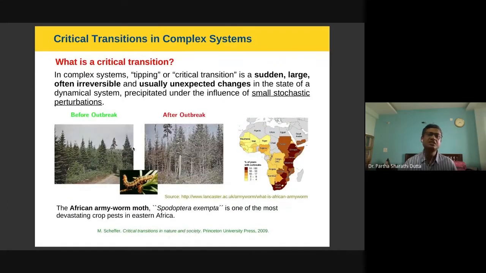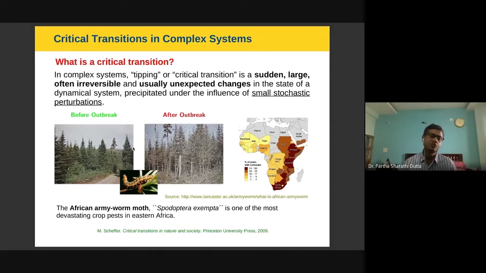More generally, what is a critical transition? In complex systems, tipping or critical transition is a sudden, large, often irreversible, and usually unexpected change in the state of a dynamical system precipitated under the influence of small stochastic perturbations. When you have a dynamical system and you give it a small stochastic perturbation, and if the system crosses a tipping point and goes to an alternative state, and the change in the system is quite large, we call that transition a critical transition. Here is a very nice example of a critical transition from a natural system. The figure on the left side is a figure of a forest cover.